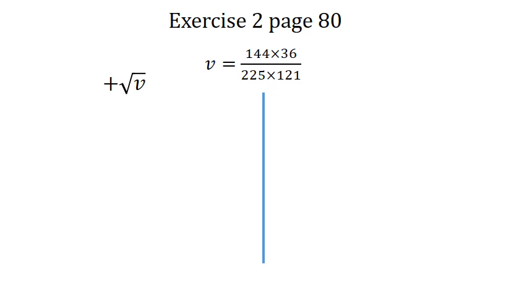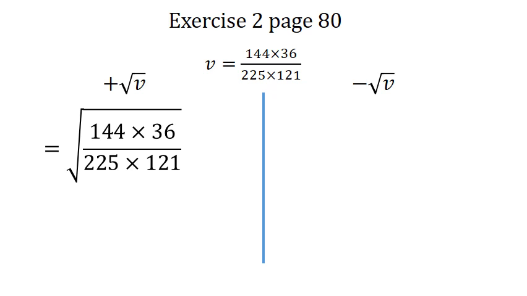We want also the positive square root of v and the negative square root of v. So let's get started with the positive square root of v. It is the radical of this big fraction. 144 and 36 are in the numerator, while 225 and 121 are in the denominator. So everything in the numerator, its radical will also be in the numerator, and those of the denominator will still be in the denominator. So our numerator will be 12 times 6, and our denominator is 15 times 11.